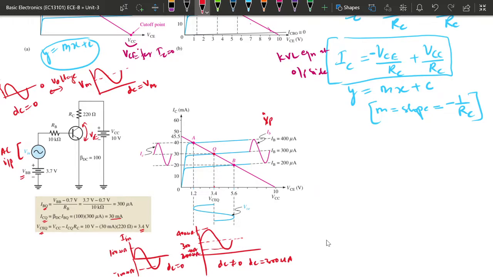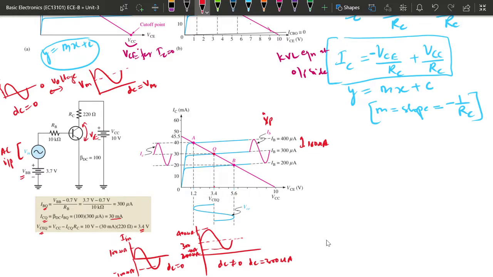Okay, so a similar concept applies here also. At 300 microampere, suppose the AC that we have implemented has a magnitude of 100 microampere, so the maximum value will be 400 and the minimum value will be 200. With respect to this 400 and 200, we can get the operating points. So this is the range.